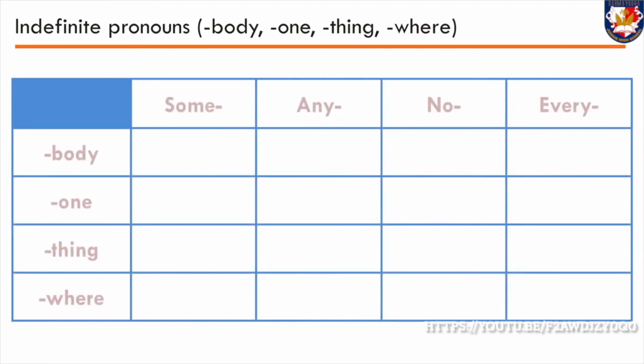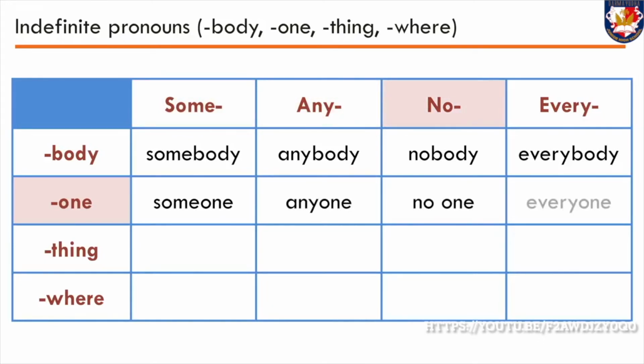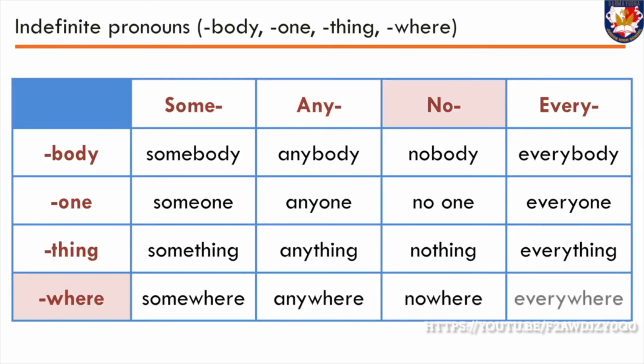Let's look at this table. Somebody, anybody, nobody, everybody, someone, anyone, no one, everyone, something, anything, nothing, everything, somewhere, anywhere, nowhere, and everywhere.